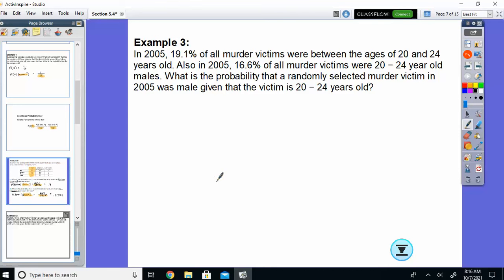So in 2005, 19.1% of all murder victims were between the ages of 20 and 24 years old. Also, in 2005, 16.6% of all murder victims were 20 to 24-year-old males. What is the probability that a randomly selected murder victim in 2005 was male? So I'm finding the probability of a male given the victim was 20 to 24.